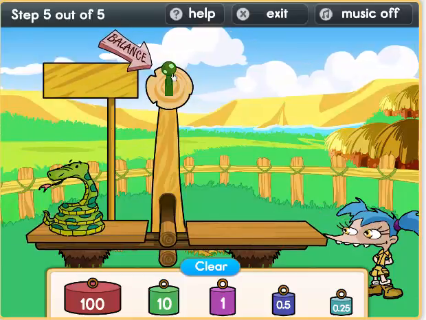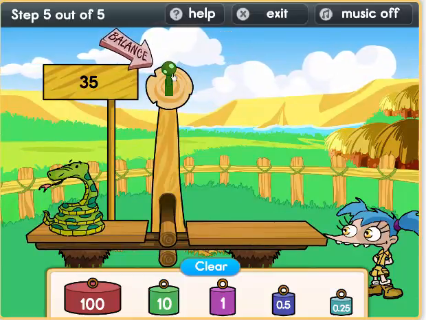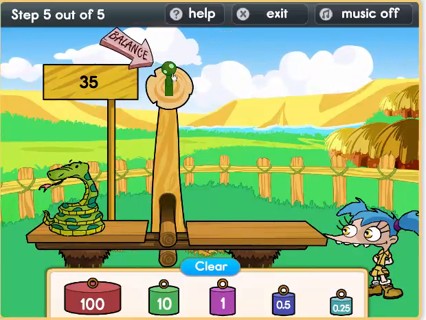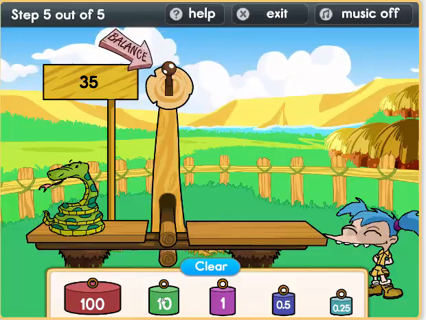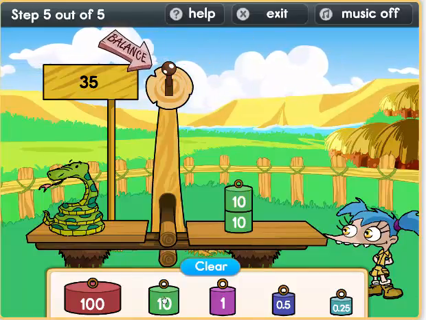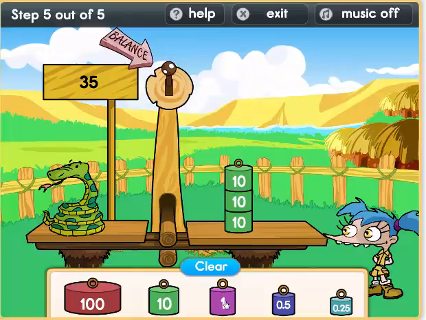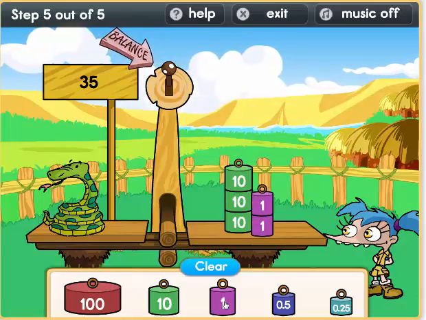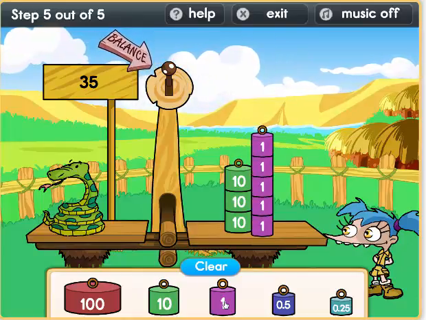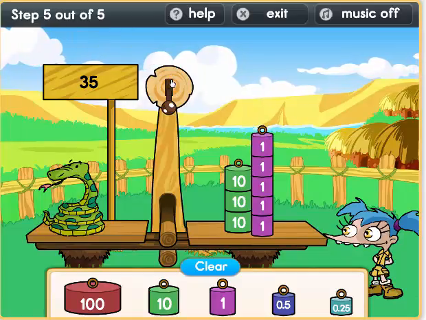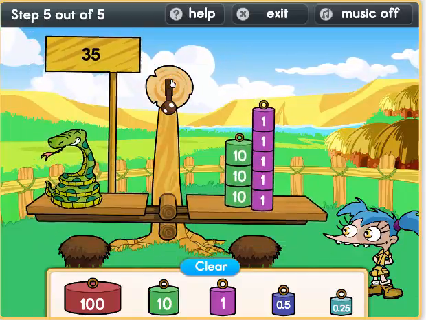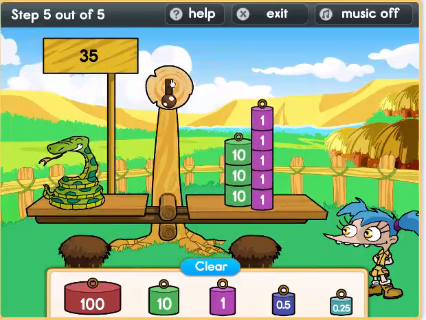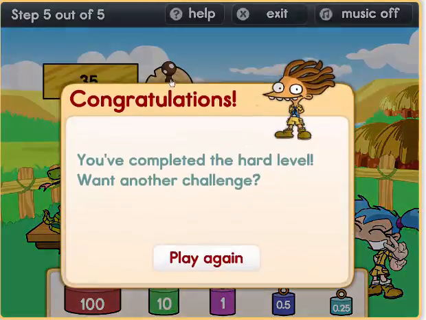We have a snake. Okay. The snake weighs less than a rabbit. 35. For 10, 20, 30, 31, 32, 33, 34, 35. Let's see what happens. Well done, boys and girls.